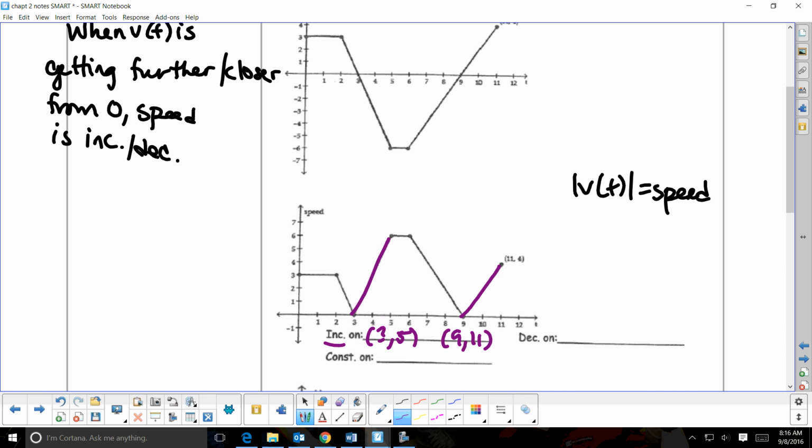Okay, so then the decreasing part, if I'm looking where I'm decreasing, here I'm decreasing, and here I'm decreasing. So what interval is that? 2 to 3 and 6 to 9. Maybe yellow wasn't the best choice there. Okay. And then constant, we can see we're constant here and here. So let's put those intervals where we are constant: 0 to 2, 5 to 6.